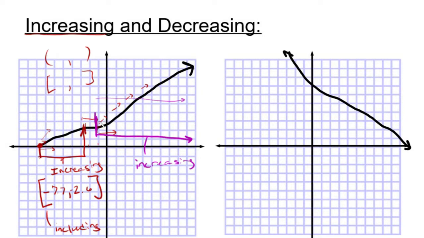So we'll say this is negative 1.2. Negative 1.2 to infinity. Now we'll say we'll include negative 1.2 because it's the start of where it increases. And then infinity is never included. Positive and negative infinity is never included. So this means it is excluded. Okay?